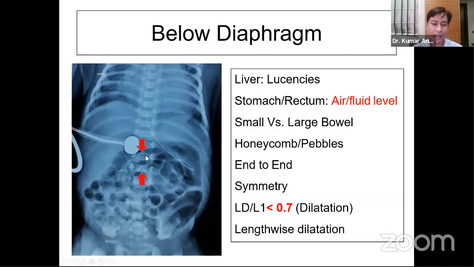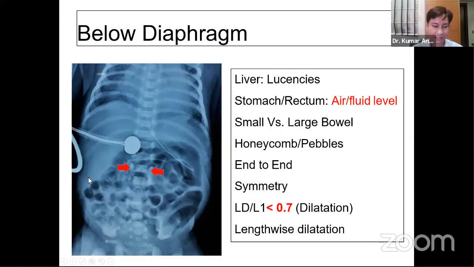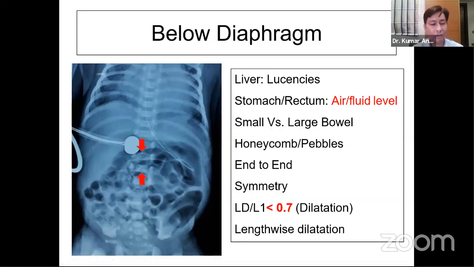When we look at the abdominal cavity, it is very difficult to differentiate in a neonate whether it's a small bowel problem or a large bowel problem. However, we draw a midline through the vertebra, and one line transversely, and we look at all four quadrants of the abdomen. In all four quadrants of the abdomen, you should find the small loops of bowel in the form of honeycomb or pebbles. That means a honeycomb and pebble appearance is a normal appearance.